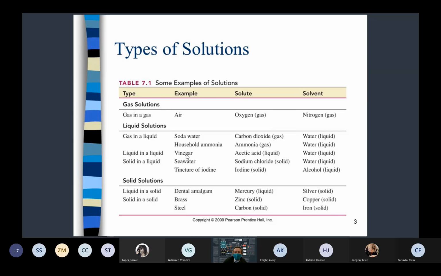Let's see. Liquid and liquid: vinegar is acetic acid dissolved in water. Seawater is sodium chloride, which is salt, dissolved in water. It's a solid in a liquid. Iodine tincture is solid iodine dissolved in alcohol. We can even have solid solutions. Dental amalgam involves mercury dissolved in silver. Steel involves solid carbon dissolved in iron. And all of these are solutions.